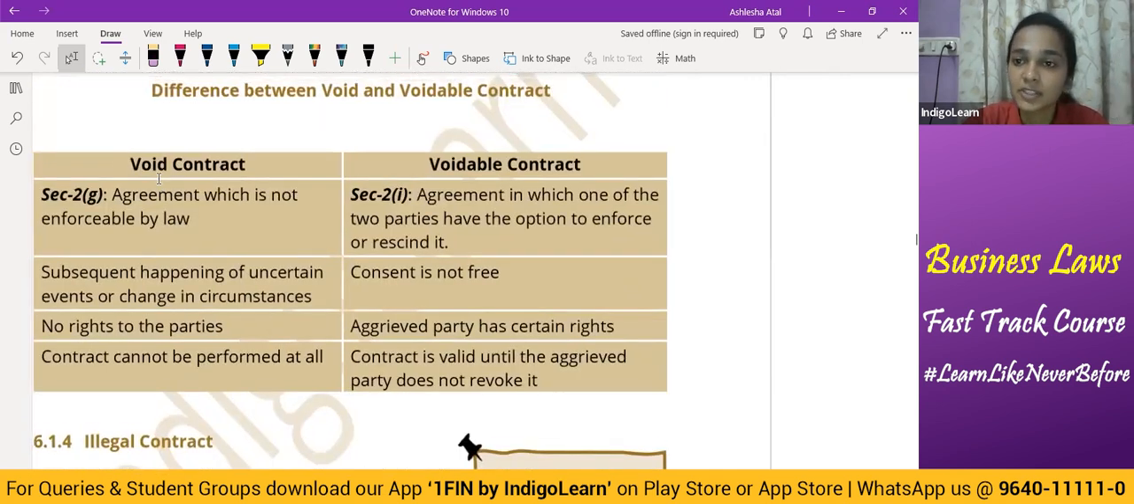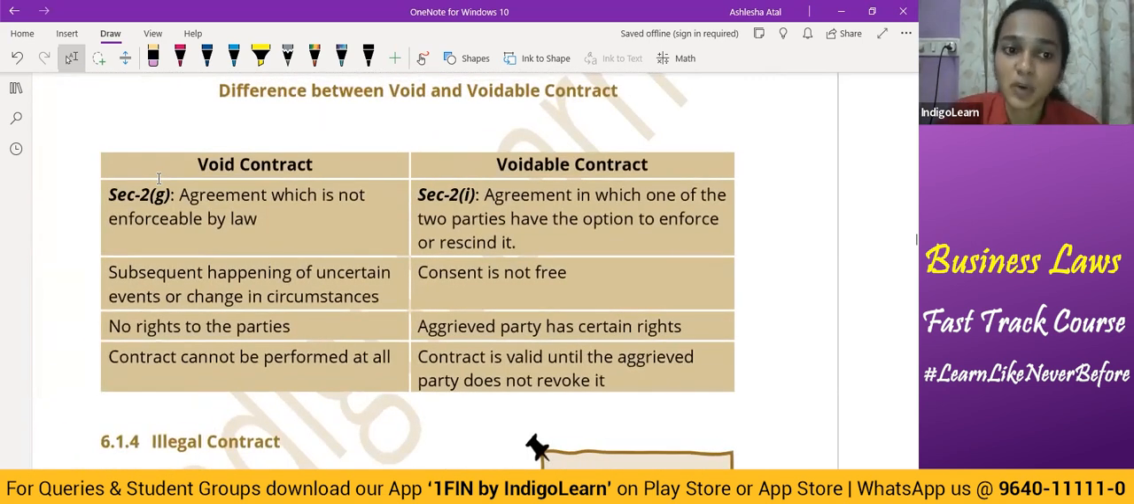So there are a few differences between a void contract and voidable contract. A void contract is not enforceable at all. However, a voidable contract is enforceable at the option of the aggrieved party. A void contract may become void because of the happening of an event. However, a voidable contract becomes voidable because the consent of the parties is not free. In case of a void contract, the parties do not have any rights. However, the aggrieved party has certain rights in case of a voidable contract.